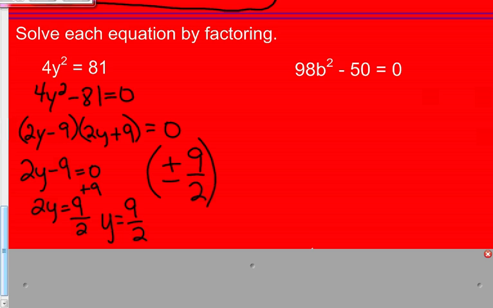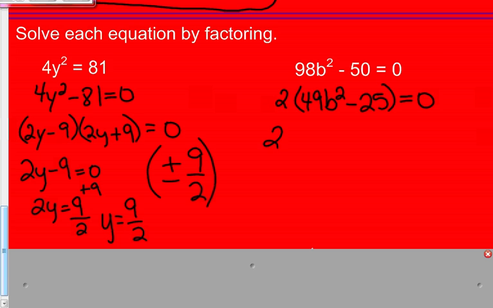Let's do that again. Okay, where we can factor, they're not perfect squares, but can I take anything out? Let's start with the 2. Let's take out a 2 and see what we've got. 98 divided by 2 is 49b squared. 50 makes 25 equals 0. So let's keep going.